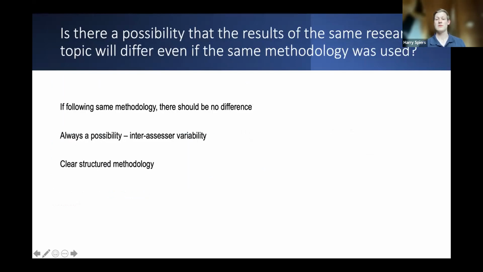Move my screen. And this I thought was a very good question. So someone has asked, is there a possibility that the results of the same research topic will differ even if the same methodology was used? Now, strictly speaking, the answer is no. There shouldn't be a difference. If you've got the same methodology and you followed everything exactly, there should be no difference.